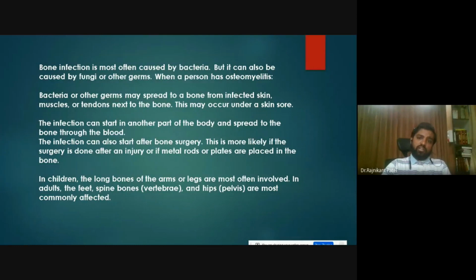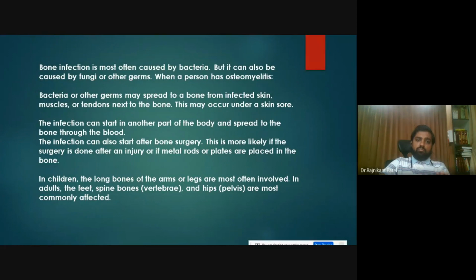Either it can be due to infected skin when we have a wound on the skin, or due to a muscle injury, or due to a tendon injury. The infection can also start in another part of the body and spread to the bone through the blood. For example, the disease is in the abdominal area, but the infection is severe. If it travels to the blood circulation or lymphatic circulation, it might involve the bone in the lower limb. So the infection can start in another part of the body and spread to the bone through the blood. And this infection can also start after bone surgery.